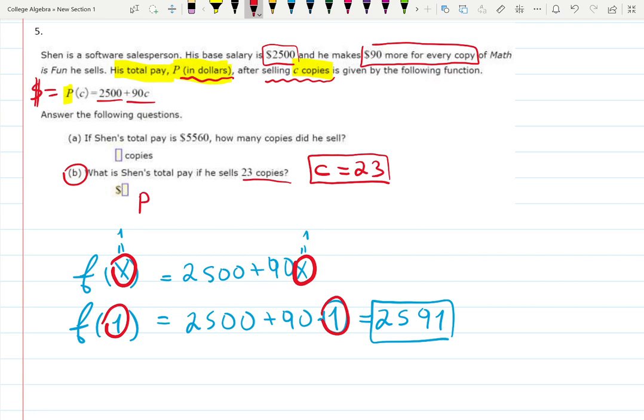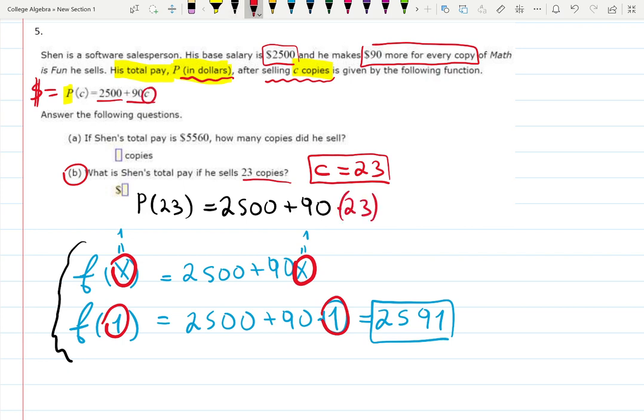So we are asked to find P at 23. And that's just like that made-up example I gave you, f of 1. You just copy and paste 23 everywhere you see C. So it's going to be 2500 plus 90 times 23. This is the only C here, so just copy and paste it there. Then I'm grabbing my calculator. I remember the order of operations: 90 times 23 goes first, and only after that you add 2500. And then the answer is $4,570. I put dollars at the end of the number, not at the beginning.